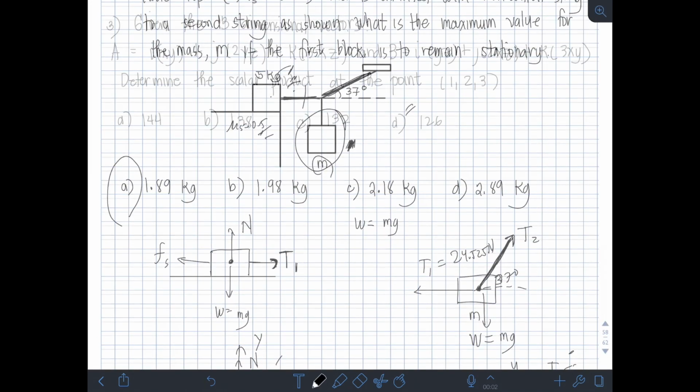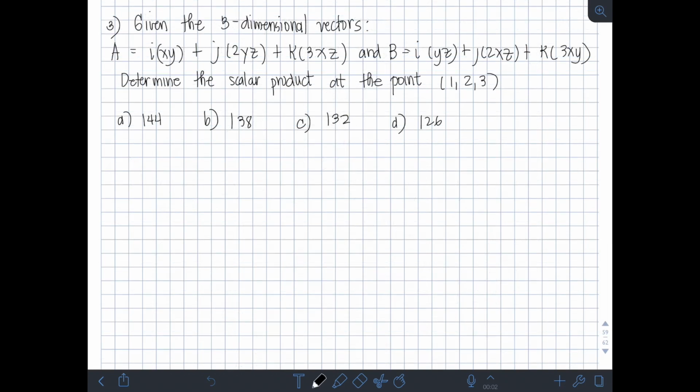Okay, the closest. Next, we have, given the three-dimensional vectors, vector A equal to i times xy plus j times 2yz plus k times 3xz, and vector B equal to i times yz plus j times 2xz plus k times 3xy, determine the scalar product at the point (1, 2, 3).